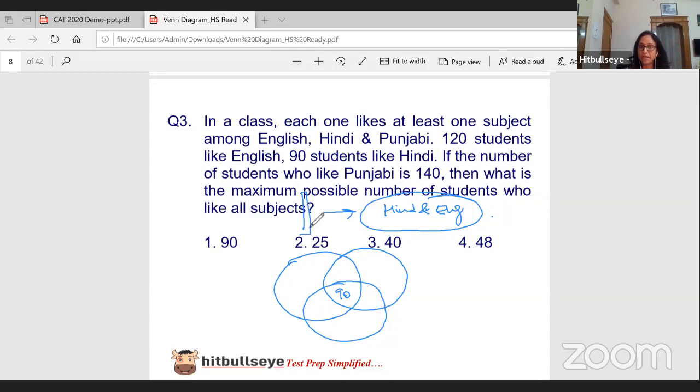After finding out that the intersection of all three is 90, the question is asking you how many of them speak Hindi and English. How many people speak Hindi and English? Quickly tell me the answer. This is English, this is Hindi, this is Punjabi. Quickly fill up the Venn diagram and find out the answer for this. Yes, come on, tell me the answer. Not that lengthy a calculation here.